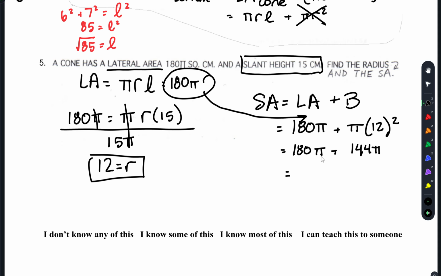180 plus 144 is 324 pi centimeters squared, or as a decimal, 1017.9.